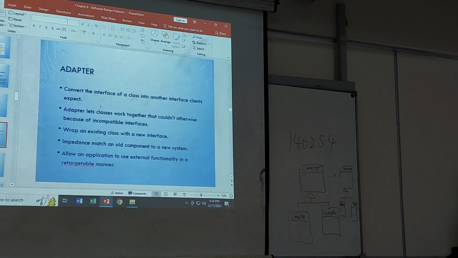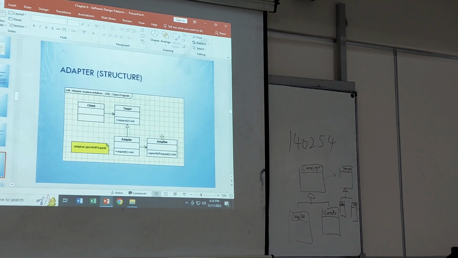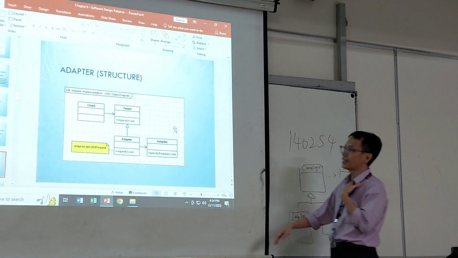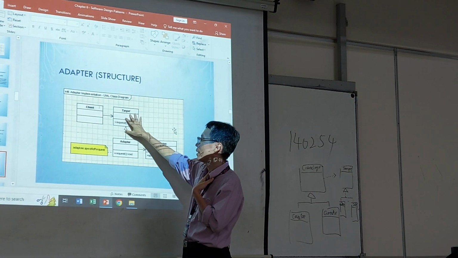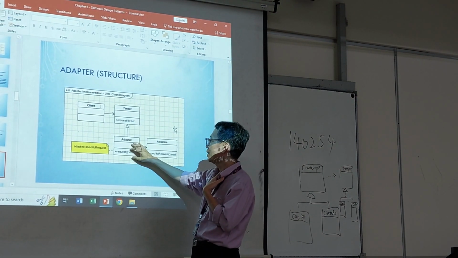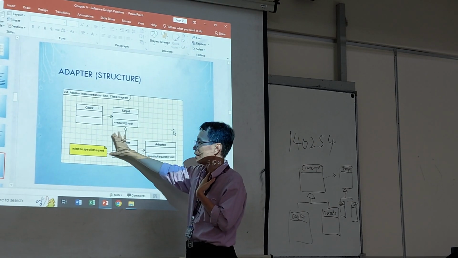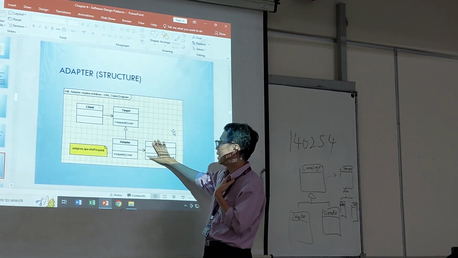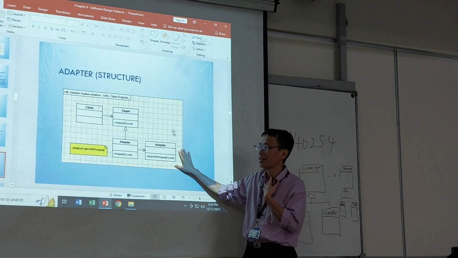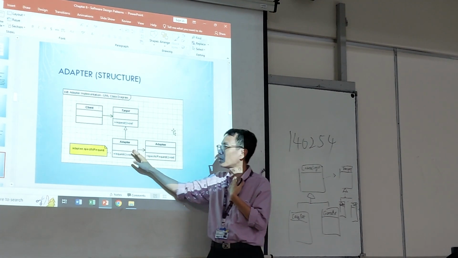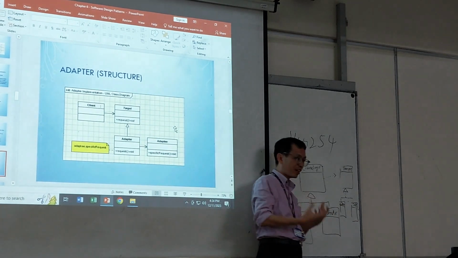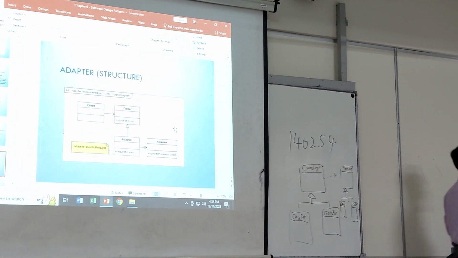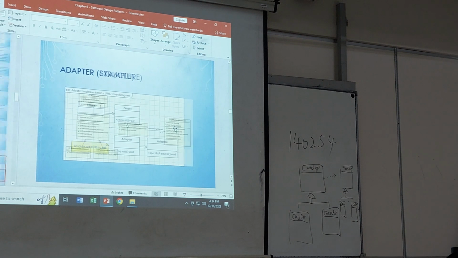Now, look at this one. This is the target. The target wants to connect, and then the adapter class is here, and then this is the adaptee. We go through some sort of adapter class, so that both can connect and function. Okay, so this is the adapter class pattern.